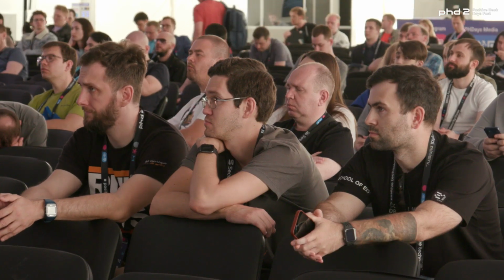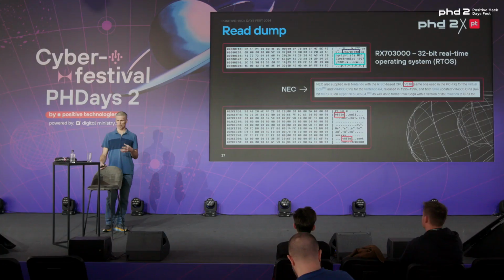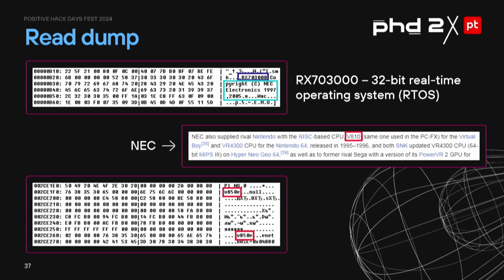So I decided to use reverse engineering to investigate it further. To apply reverse engineering, you have to upload the firmware into a disassembler. But in order to do this, we need to know which processor is installed there. And again, I got lucky. It's the window at the top. You will see there the copyright from the NEC Electronics Corporation. And even the name, RX73000. This is a 32-bit real-time operating system.